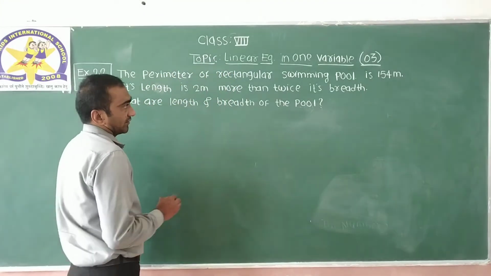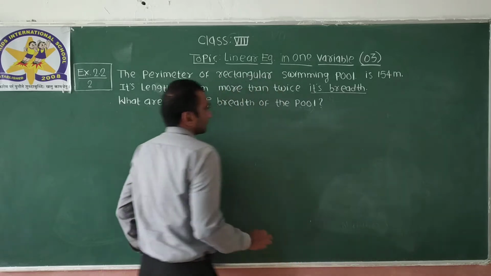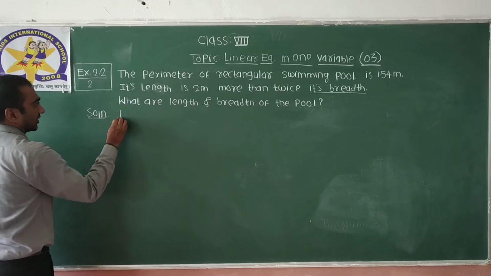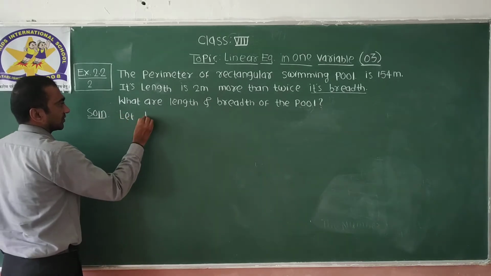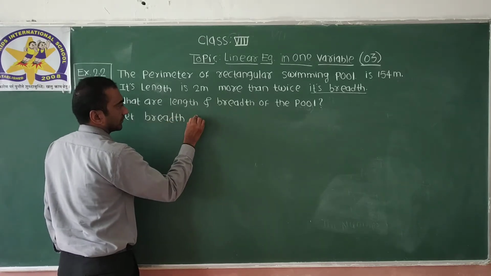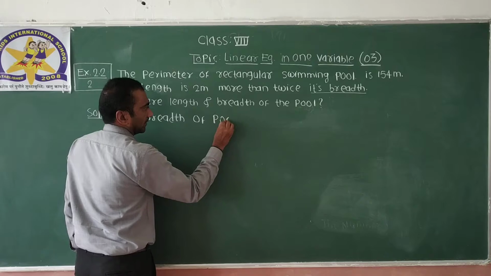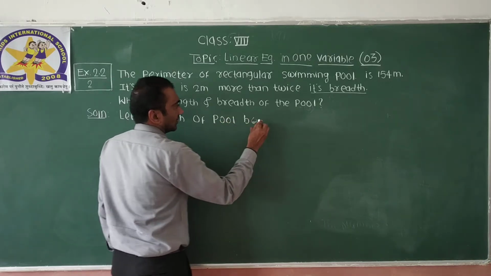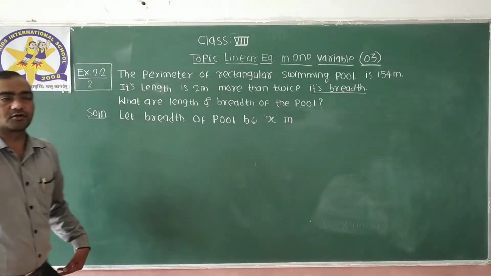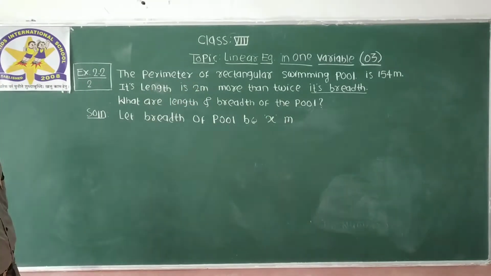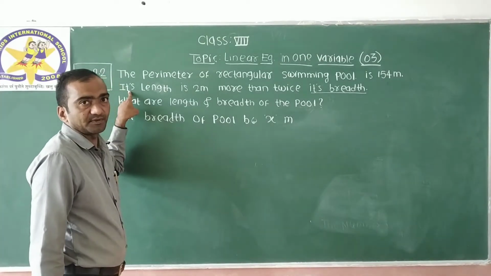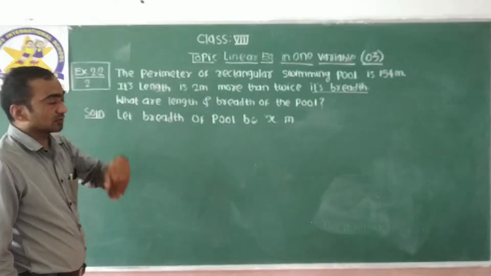First of all, we consider its breadth. Now, solution of this question. Let the breadth of the pool, the rectangular pool, be x meter. Okay, we consider that the breadth of that pool be x meter. After that, the equation for the length we can construct from the given sentence. First of all, we note down that sentence.